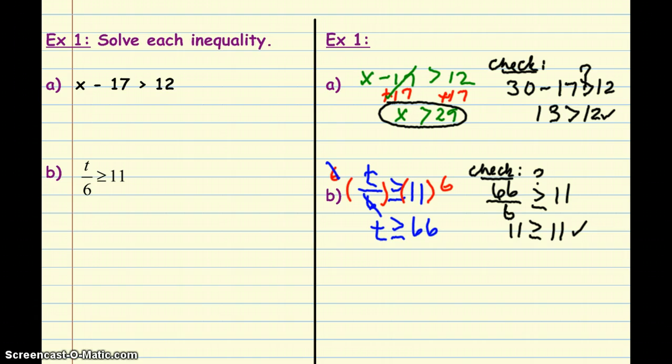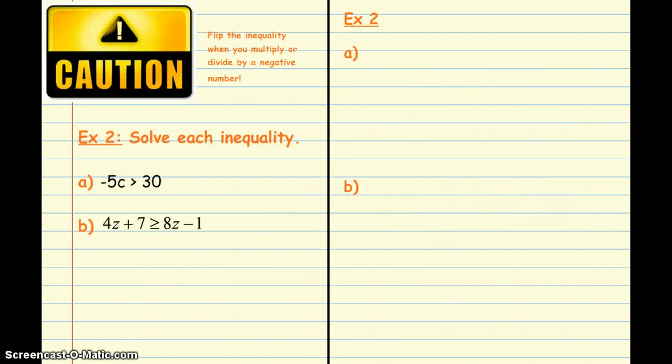So let's take a look at the next example. In this case, we have this big warning, this caution. Just a reminder, if you multiply or divide by a negative number, you're going to flip the inequality symbol. So as we look at this first example, we have negative 5c is greater than 30.